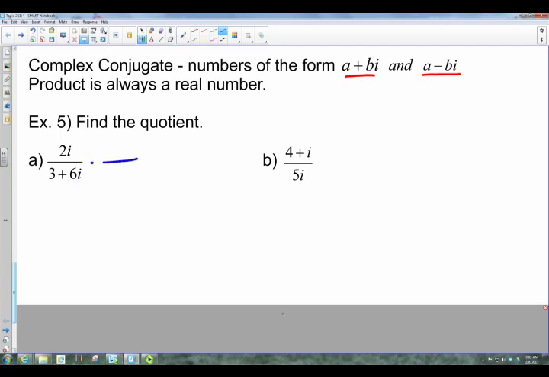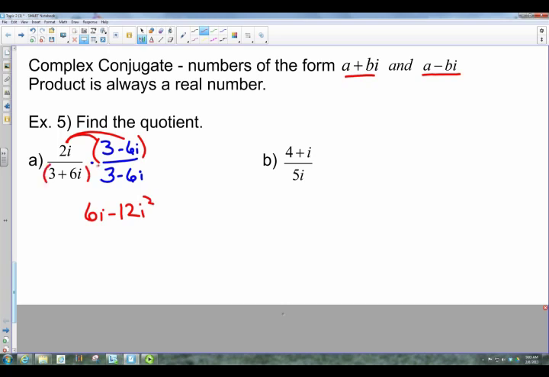So the conjugate of 3 plus 6i would be 3 minus 6i. Now you have to do it in the numerator and denominator because 3 minus 6i over 3 minus 6i is 1. And you can multiply anything by 1 and it stays the same. So now when you multiply, you just distribute. So 2i times 3 is 6i. 2i times a negative 6i is a negative 12i squared. And we'll deal with that in a second.